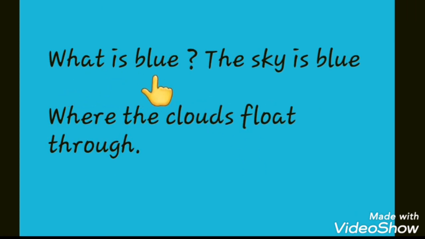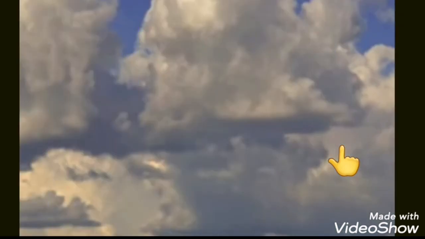What is blue? The sky is blue where the clouds float through. Here the poet is trying to tell you that sometimes when she looks at the sky, especially during the afternoon, in the daytime, when it is sunny, we get the blue color of the sky. Now students, we will come to the next lines.